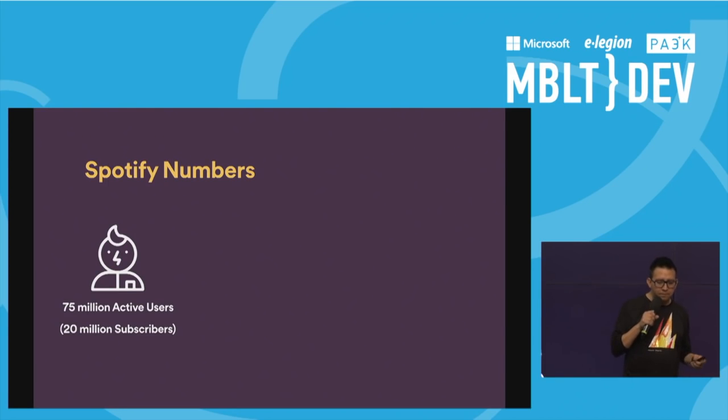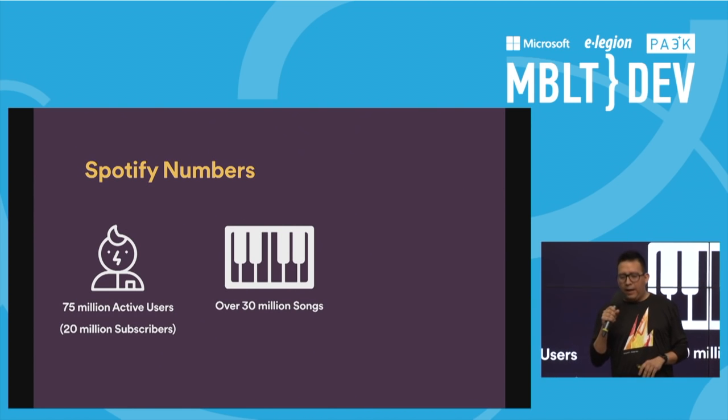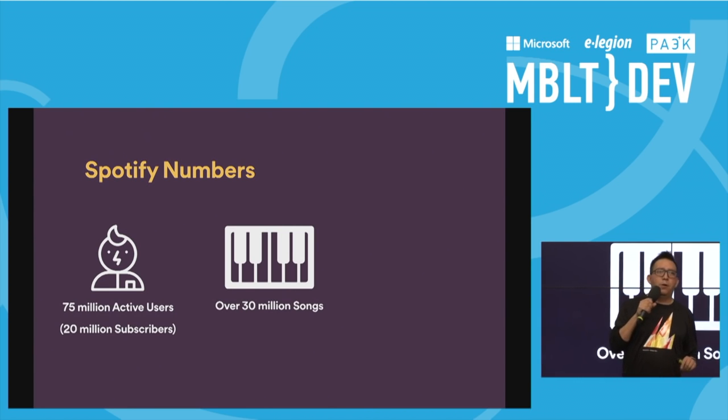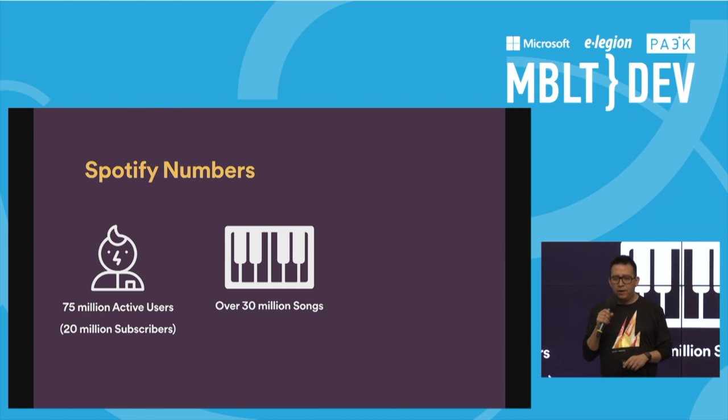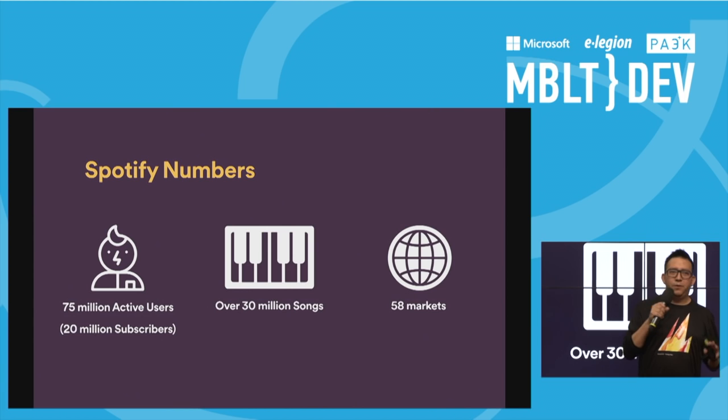So first, some numbers on Spotify. We are the leading music streaming service all around the world. We have around 75 million active users, 20 million subscribers. We have a catalog of at least 30 million songs, probably a little bit more. And we are available in 58 markets, but this doesn't include Russia.